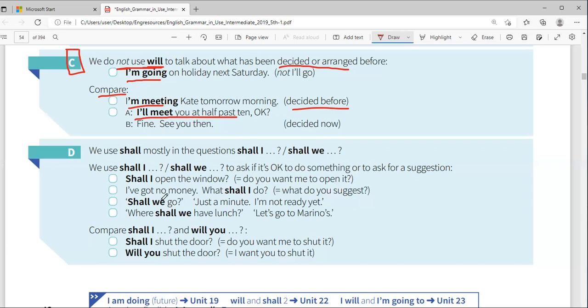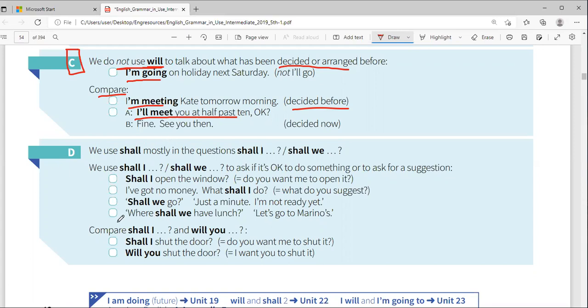Do you want me to? So, I have got no money. What shall I do? You are inviting suggestions from your friends. What do you suggest I do? Shall we go? And this person says, just a minute, I'm not ready yet. Where shall we have lunch? Don't just take people to your favorite hotel. Some people don't like that hotel, so it's always good to ask their opinion. Where shall we have lunch? And this person said, let's go to Marinos.